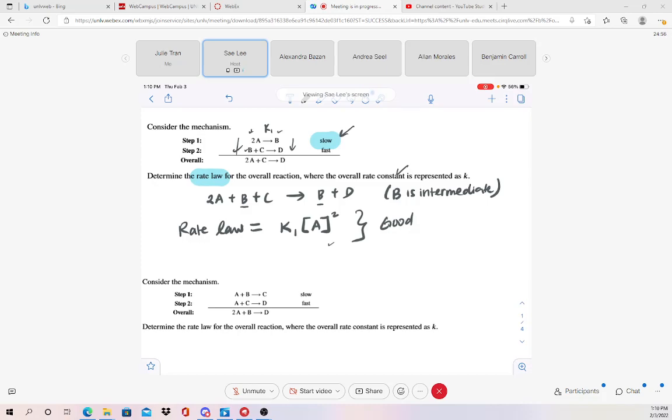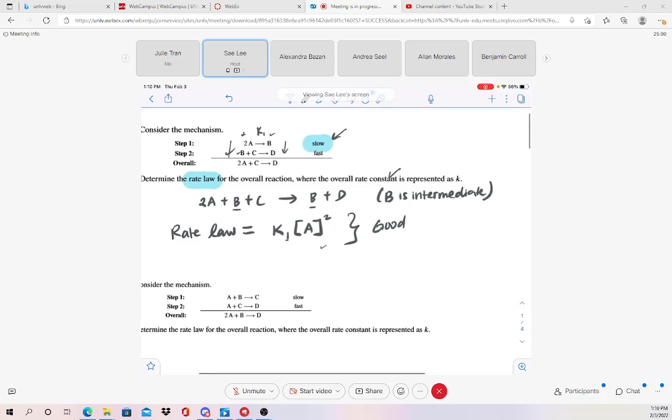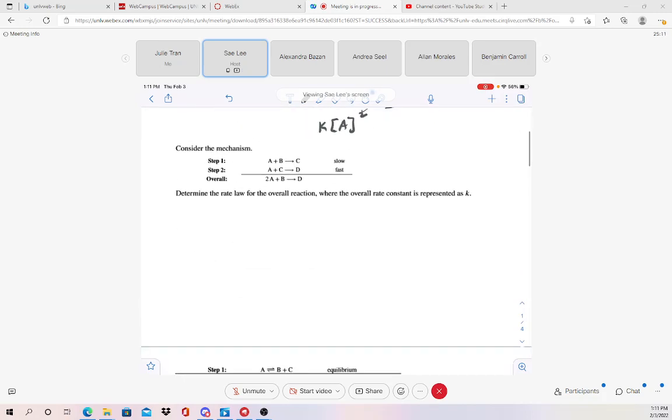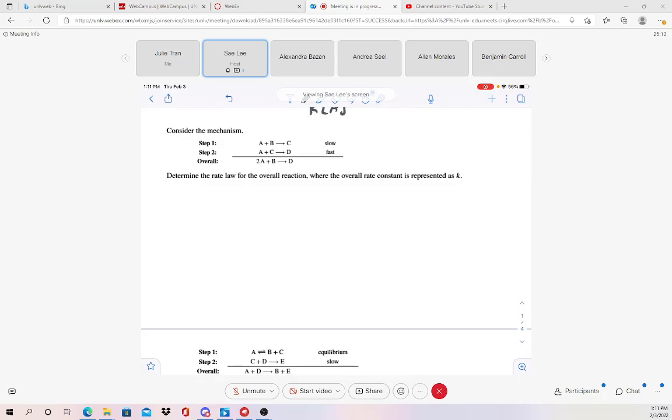In your homework, when you're typing the answers, do not put K1 because they did not indicate K1. You should just put K and then the concentration of A raised to the second power. Let's try another problem set where the initial step is also the slower step. Again, the first step is to find the intermediates from this reaction. So I'm going to add up all the reactants.